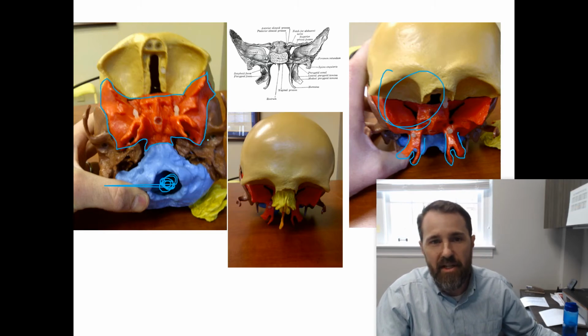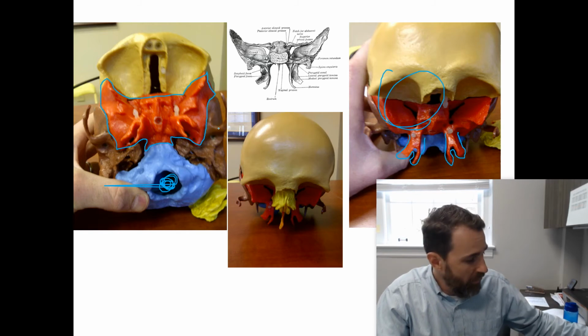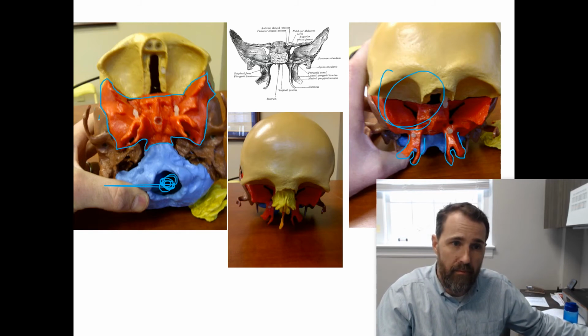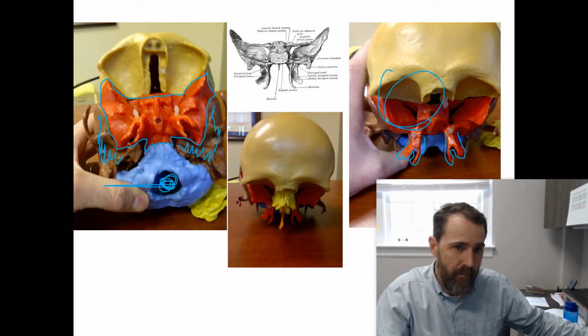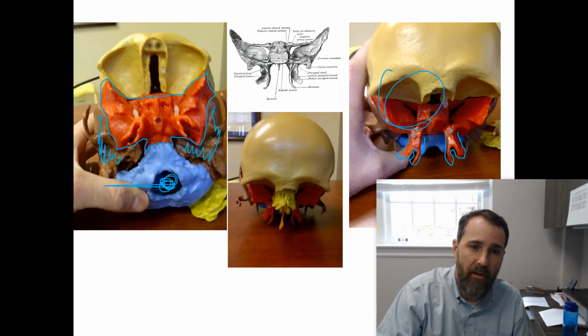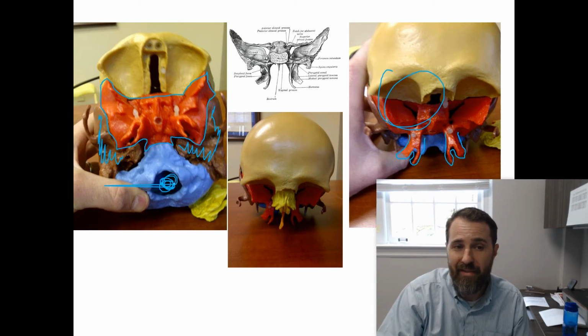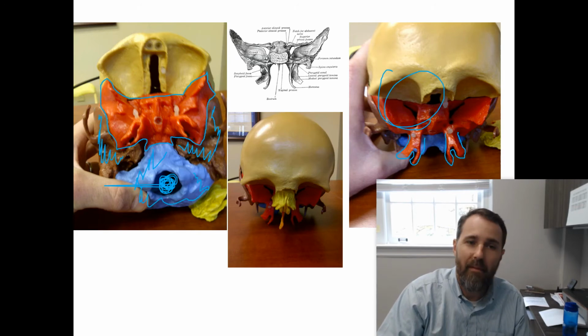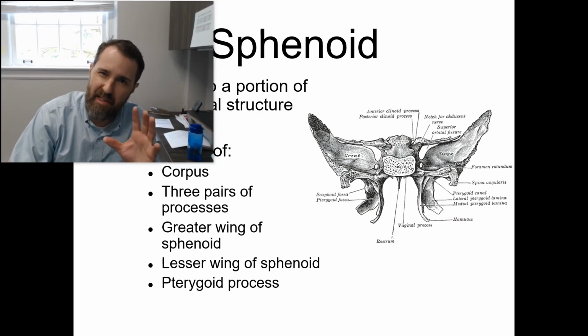And then you can see that it articulates laterally with the temporal bones, which are here and here. You can see that it articulates posteriorly with what is known as the occipital bone, and that's the bone that has the foramen magnum, and we're going to get to these bones, but that's this one right here. And you can see that it articulates anteriorly with the frontal bone, and that's the sphenoid bone.